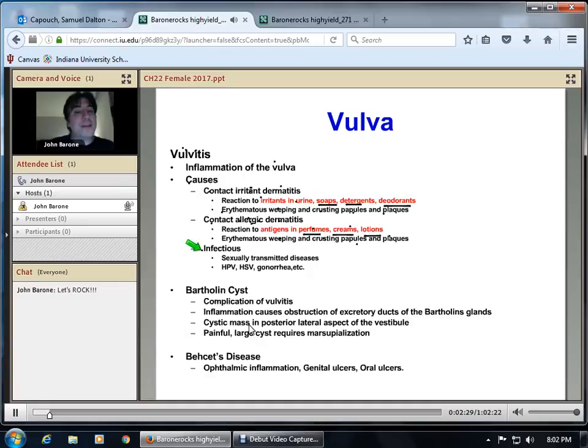Now, it can also be infectious. Infectious can also cause inflammation. So a sexually transmitted disease like HPV, condyloma, herpes simplex, gonorrhea, any of the STDs can involve the vulva and obviously the vagina as well. Now, let's look at an artist's rendition of the vulva.